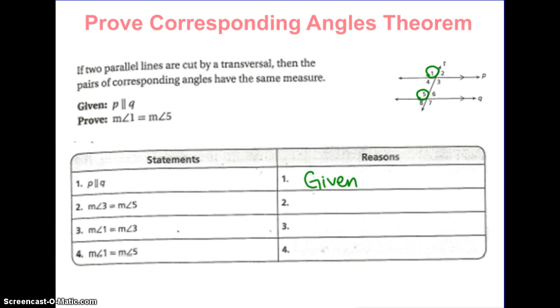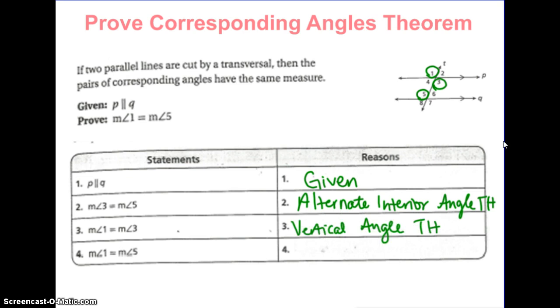We're also told that angle 3 is equal to the measure of angle 5. Okay, well, we know that because of the alternate interior angle theorem. We also know that angle 1 is congruent to angle 3 by the vertical angle theorem. Therefore, we can say that the measure of angle 1 is equal to the measure of angle 5 by either the transitive or the substitution property. You can take your pick. And there we go. We have proven that corresponding angles have to be equal.